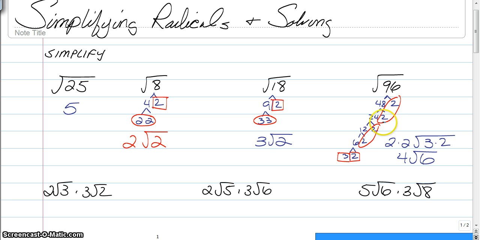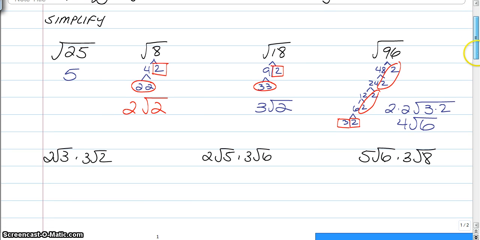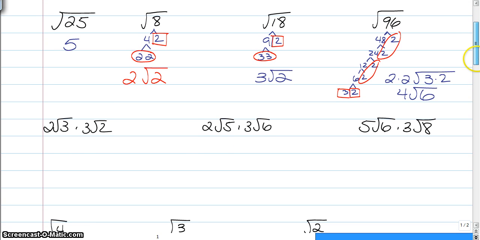96, by the time you get done, you have 2 pair of 2s that you circled. You've got a 3 and a 2 left, but they are not allowed to be friends, so you have to box each one of them. So 2 2s come outside, a 3 and a 2 stay inside, and you have 4 root 6 after you combine. So now we'll move over to multiplying.